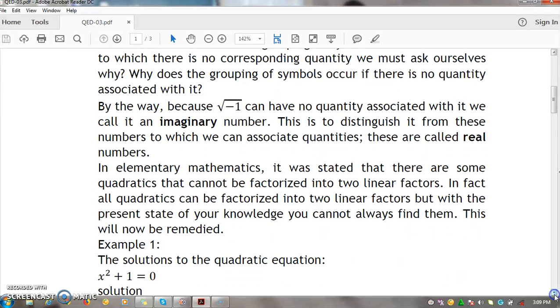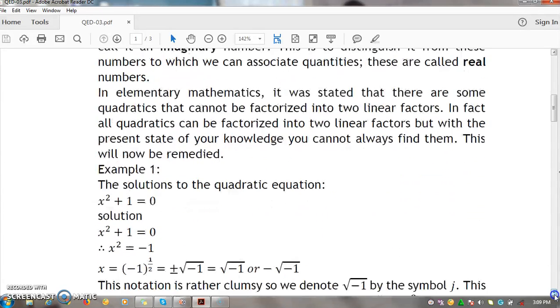And so in elementary mathematics, what we know is that when we get to a point in a quadratic equation where we cannot factorize into two linear factors. But in real sense, we can always factorize into two linear factors no matter the state where we are. So now we are going to discuss when we have something like the square root of -1 or the square root of a negative number, what can we do further in order to factorize when we are solving a quadratic equation or in any other field? And let's look at example 1.